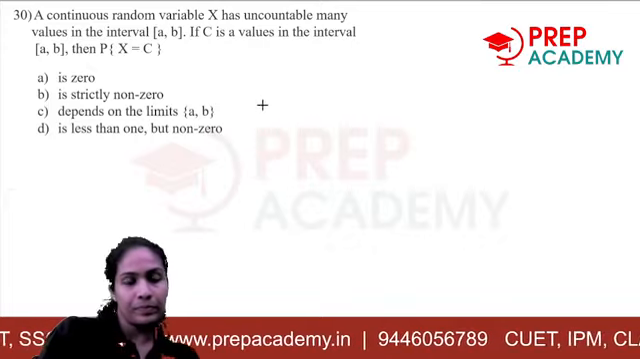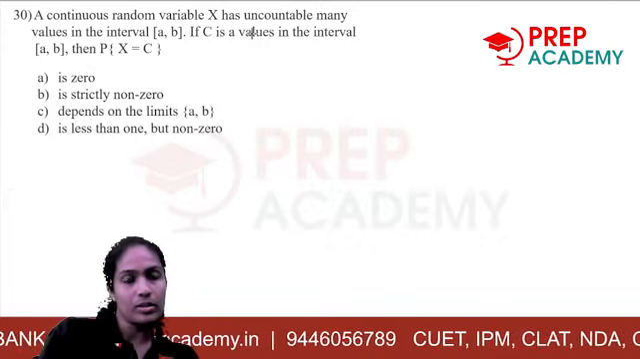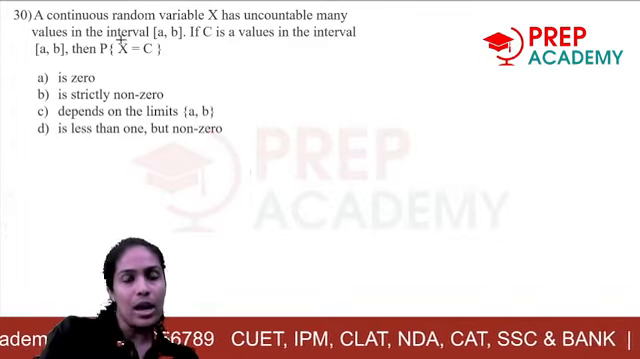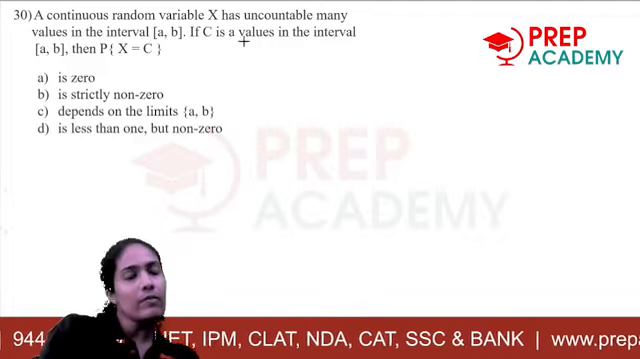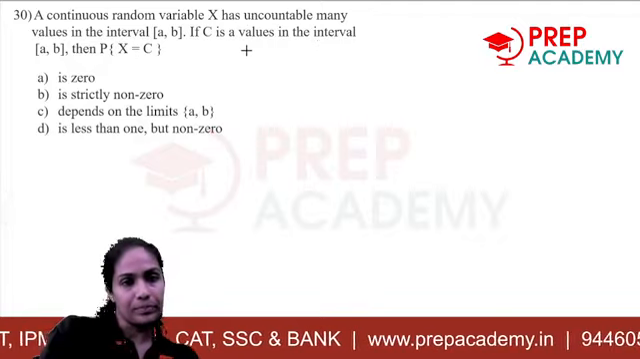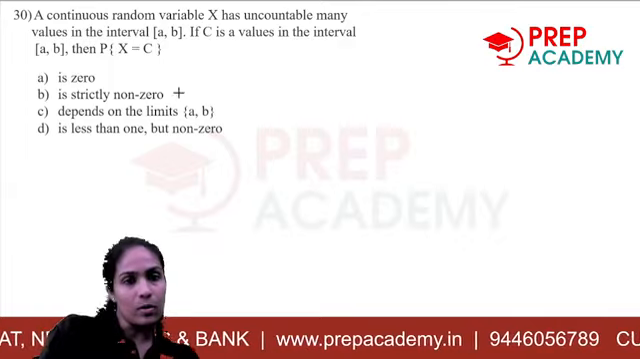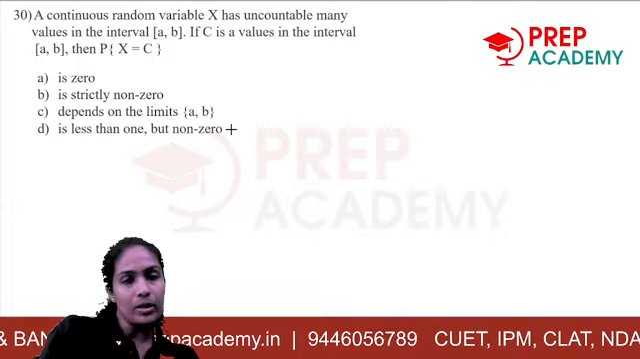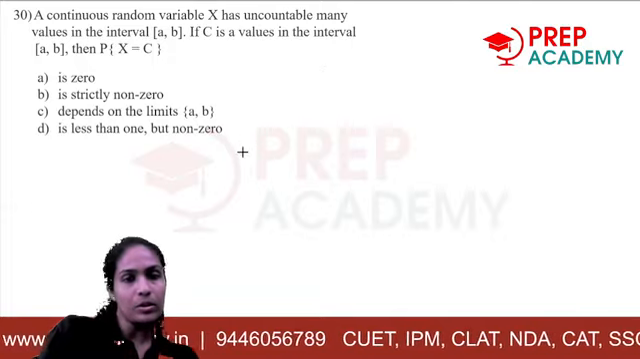Next is question 13. A continuous random variable X has uncountably many values in the interval [a, b]. If c is a value in the interval [a, b], then P(X = c) is: Option A, 0; Option B, strictly non-zero; Option C, depends on the limits a, b; Option D, less than 1 but not 0.